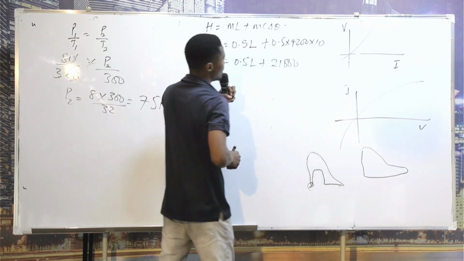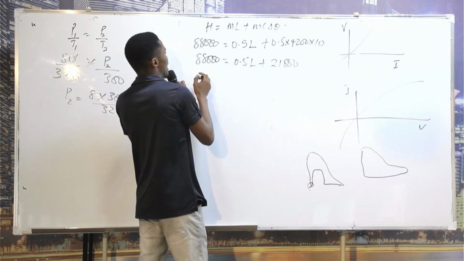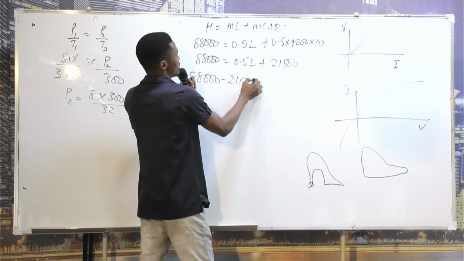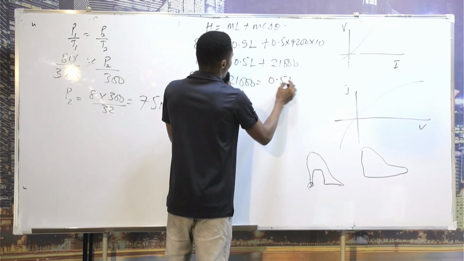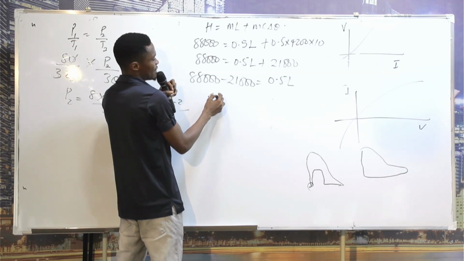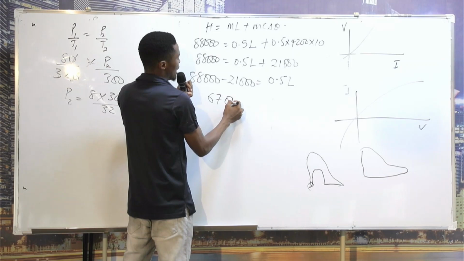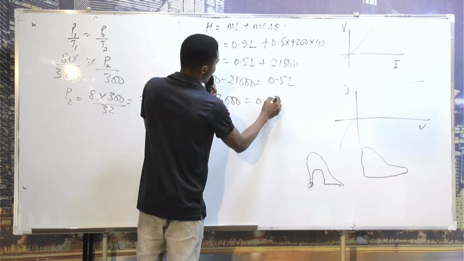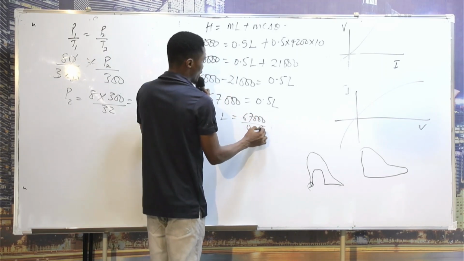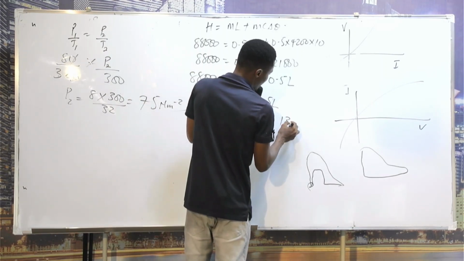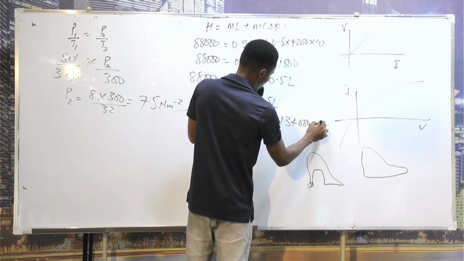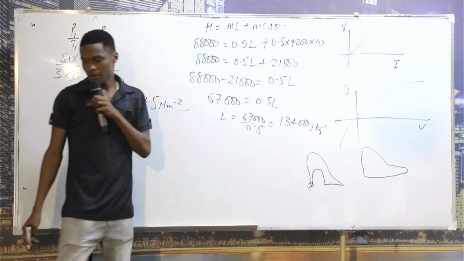21,000. Then move this over. So 88,000 minus 21,000 equals 0.5L. Subtract, what do you get? 67,000 equals 0.5L. So L becomes 67,000 divided by 0.5. That will give us 134,000 joules per kilogram.